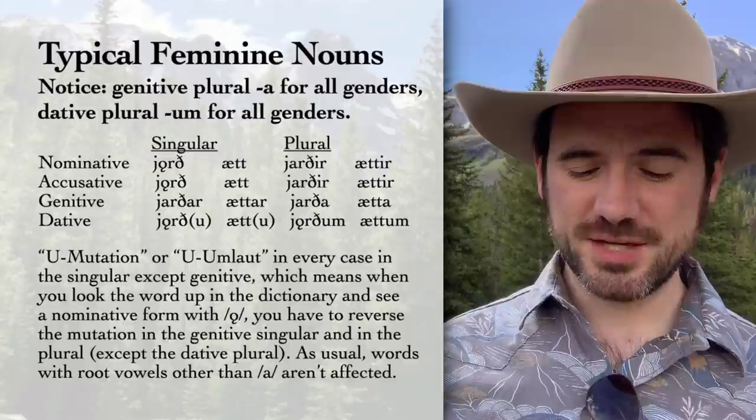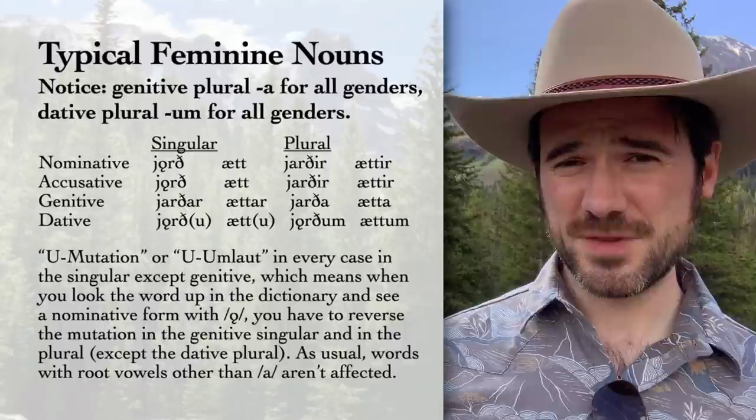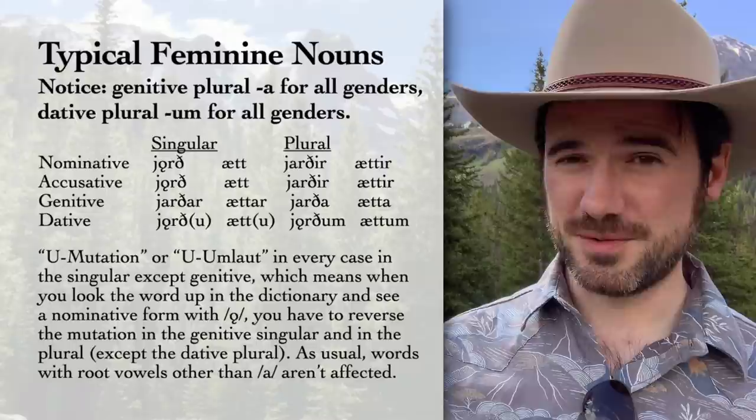So that would be like the earths, the multiple earths, or the multiple soils, something like that. Yarðir, nominative and accusative. And then typically, as always, genitive plural ends in a, dative plural ends in jarða, jörðum. Again, U changes that a back into hook O. Always be ready for U to do that. It always happens.